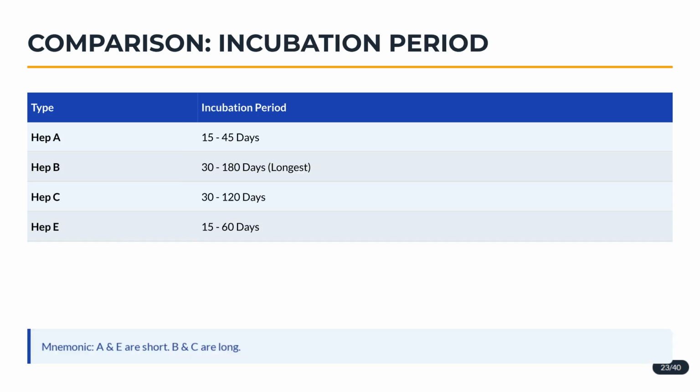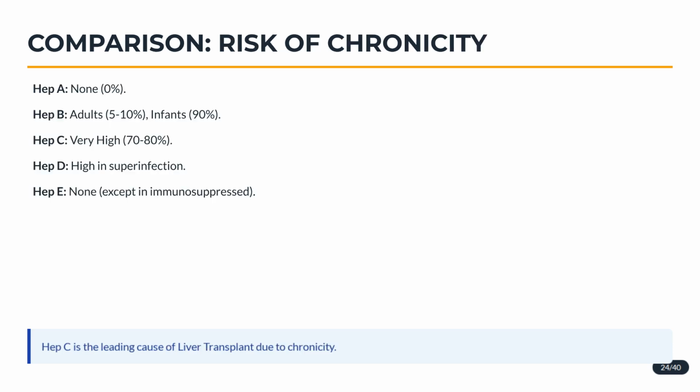The risk of chronicity varies greatly: 0 for A and E, high for C at 70 to 80%, and variable for B, depending on the age of infection. Viral hepatitis progresses through 3 clinical stages.